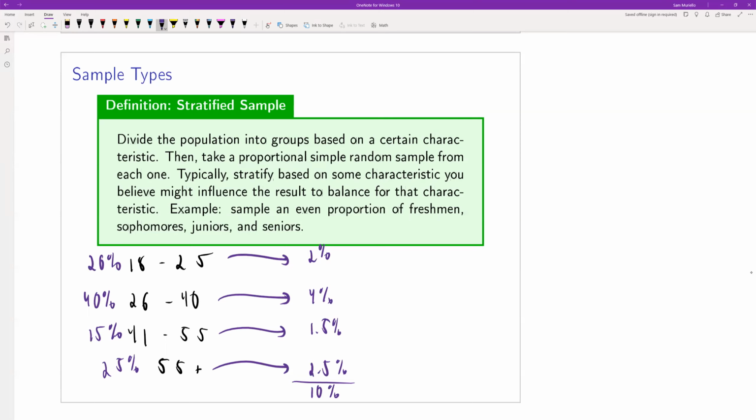And yet, if we randomly did 10%, we may have messed up. We may have gotten too many 55-year-olds, not enough 26-year-olds. It's very important sometimes that you account for these different things and sample accordingly. So again, with the stratified sample, you're going to break the population into groups that you think might influence the results, might influence the data, and sample proportionally from each group.